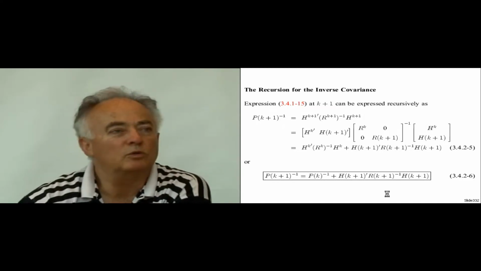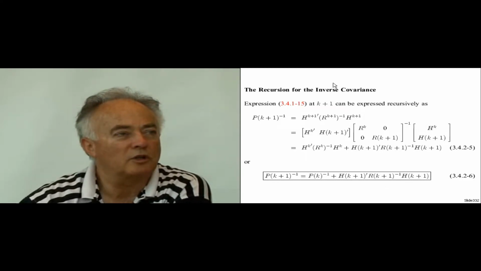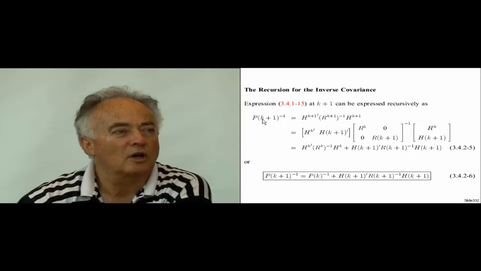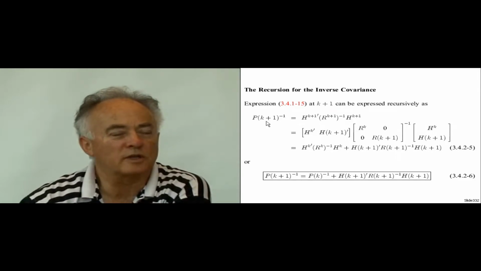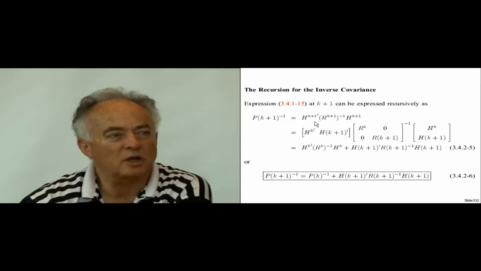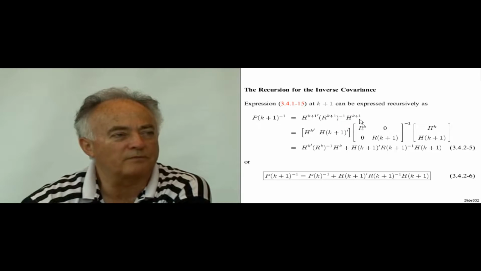First, we are going to rework the covariance. Actually, the inverse covariance has a nice recursion. What we had before was the expression for the covariance associated with the estimate. That was P k plus 1. We write the inverse of it, and this is H k plus 1 transpose R k plus 1 inverse H k plus 1.